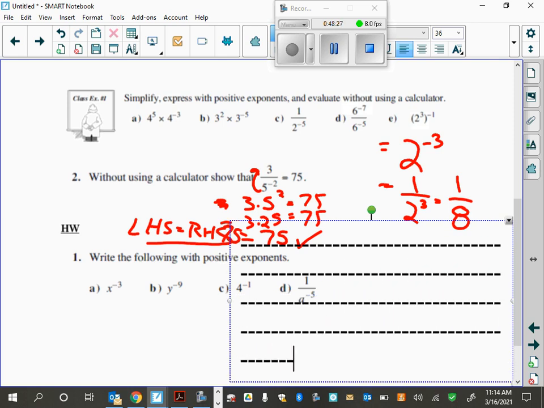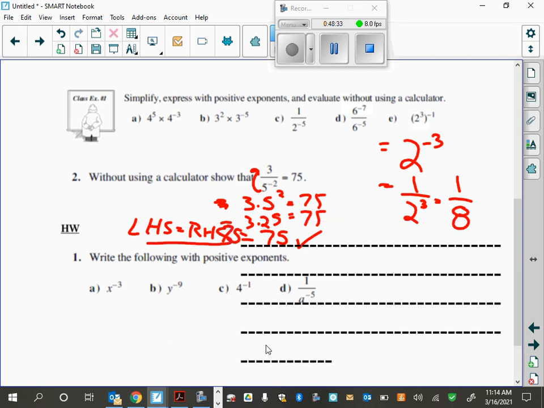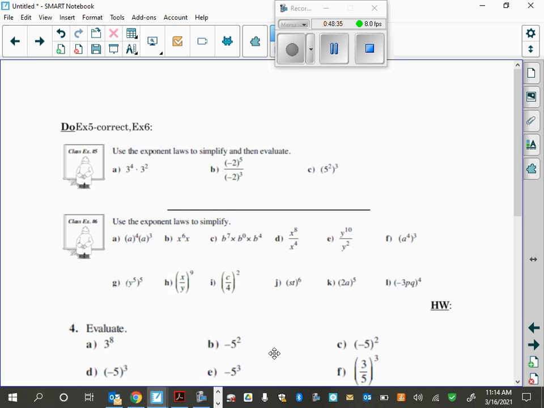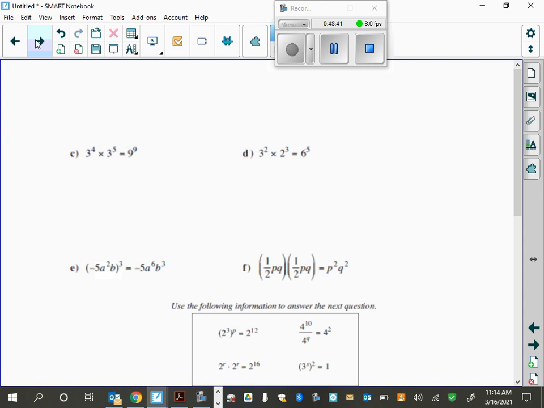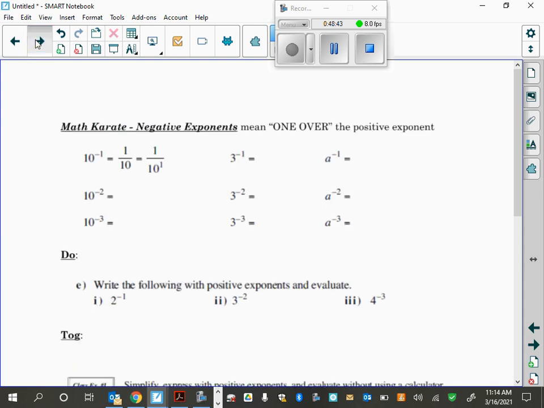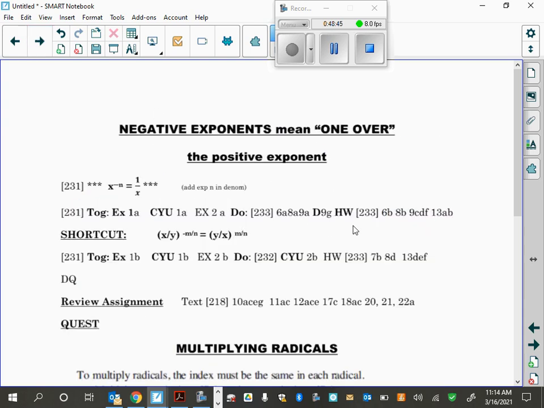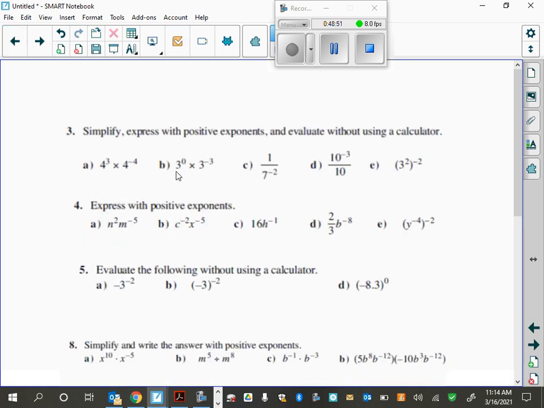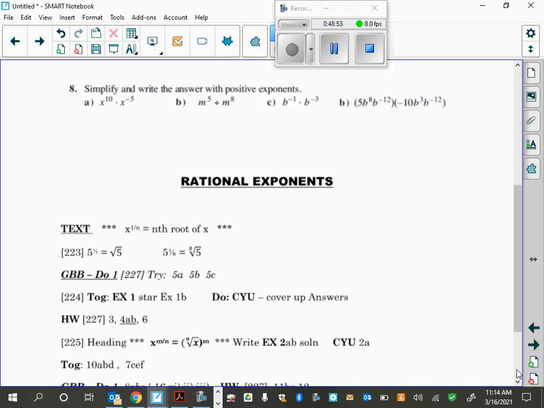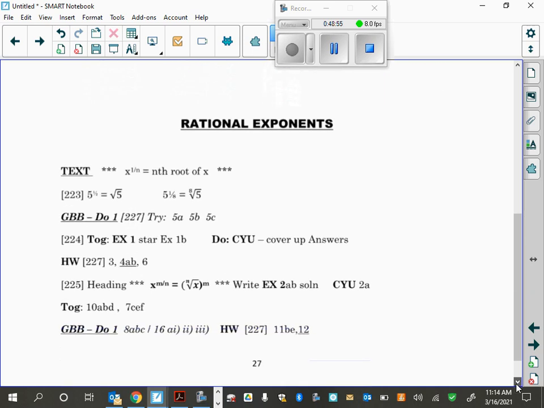Oops, don't put your textbook on your page. Don't know what happened there. Uh-oh. Mayday, mayday. There we go. That's one section too far. So we're on rational exponents now, my friends.